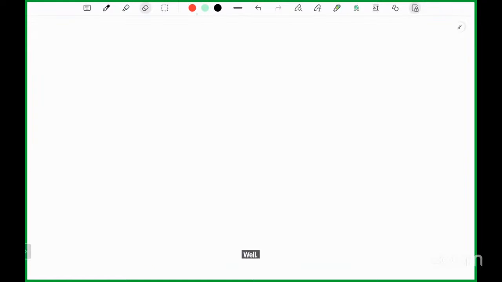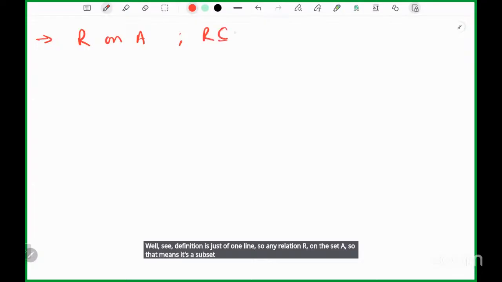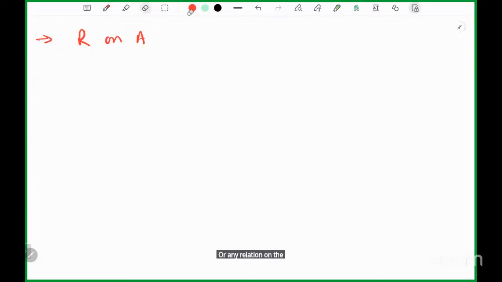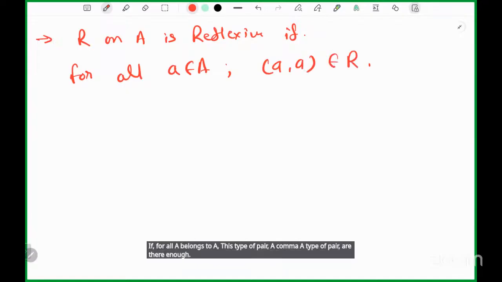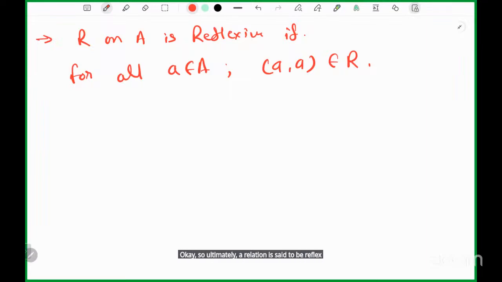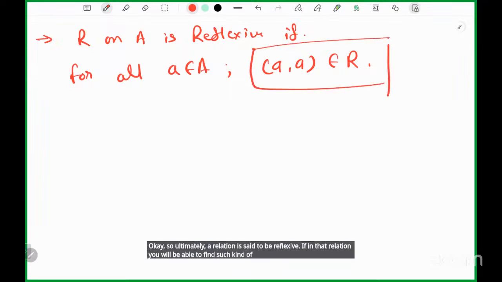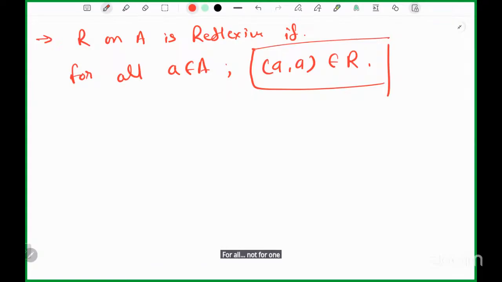Basically, the definition is just one line. Any relation R on the set A, that means it's a subset of A cross A, is said to be reflexive if for all a belonging to A, the pair a comma a is there in R. So ultimately, a relation is said to be reflexive if you can find such a pair for all a, not for one single a. Whatever elements are there in the set A, if such reflexive pairs are there for all those elements, then that relation is going to be reflexive. Correct? Is that okay?